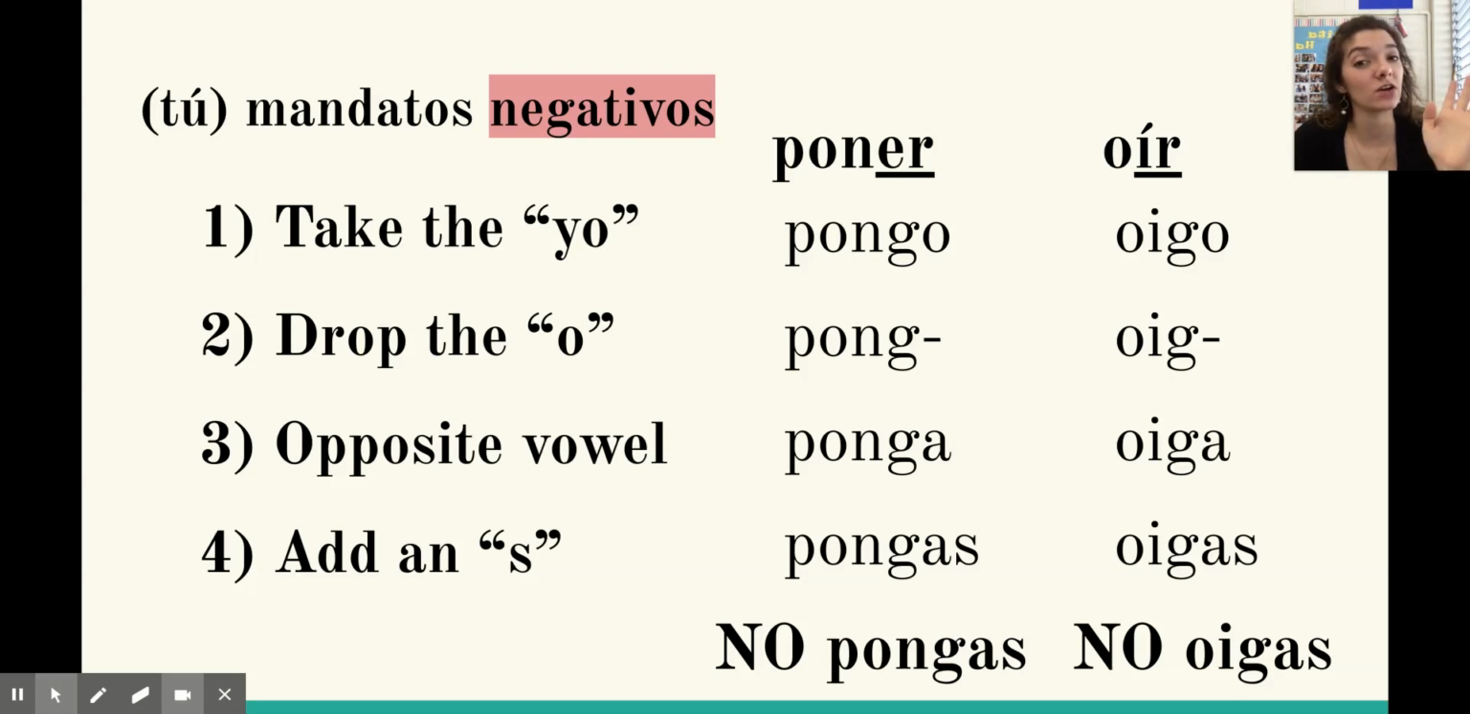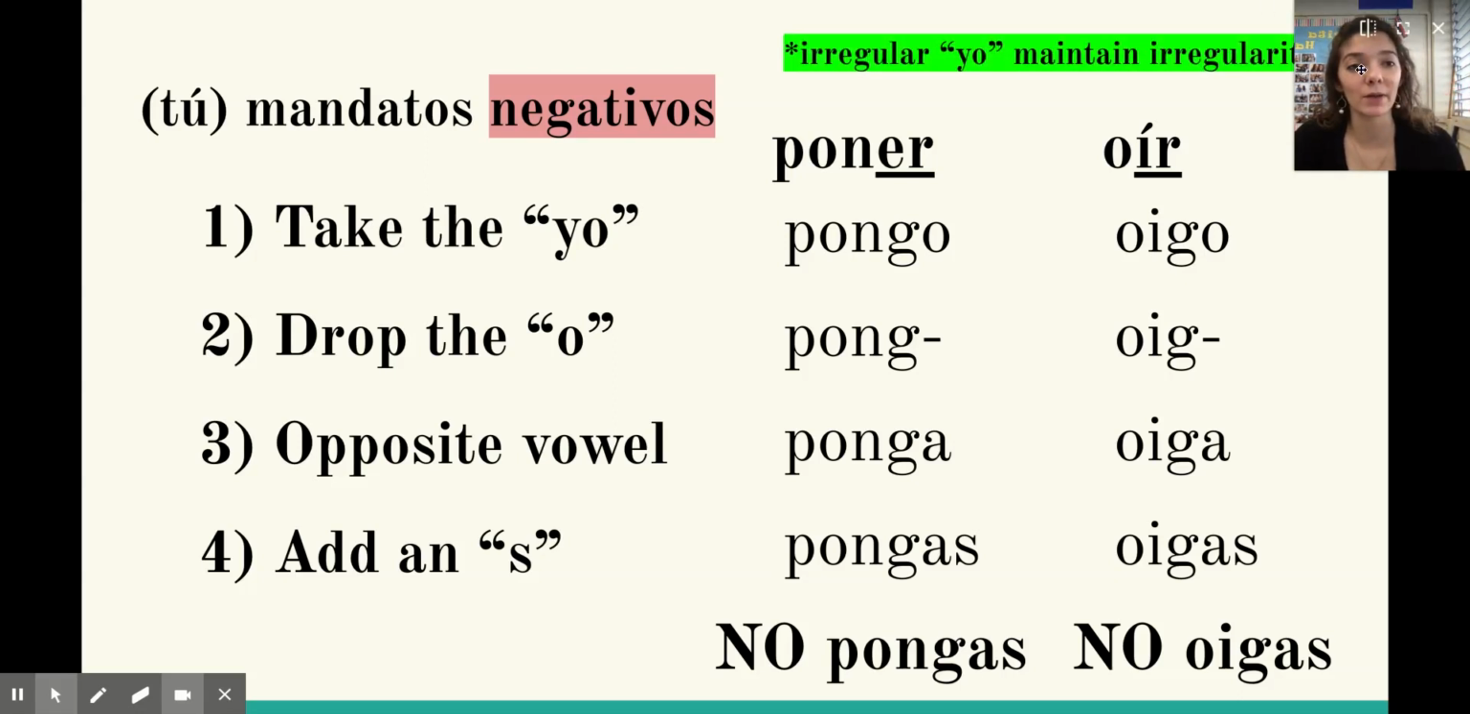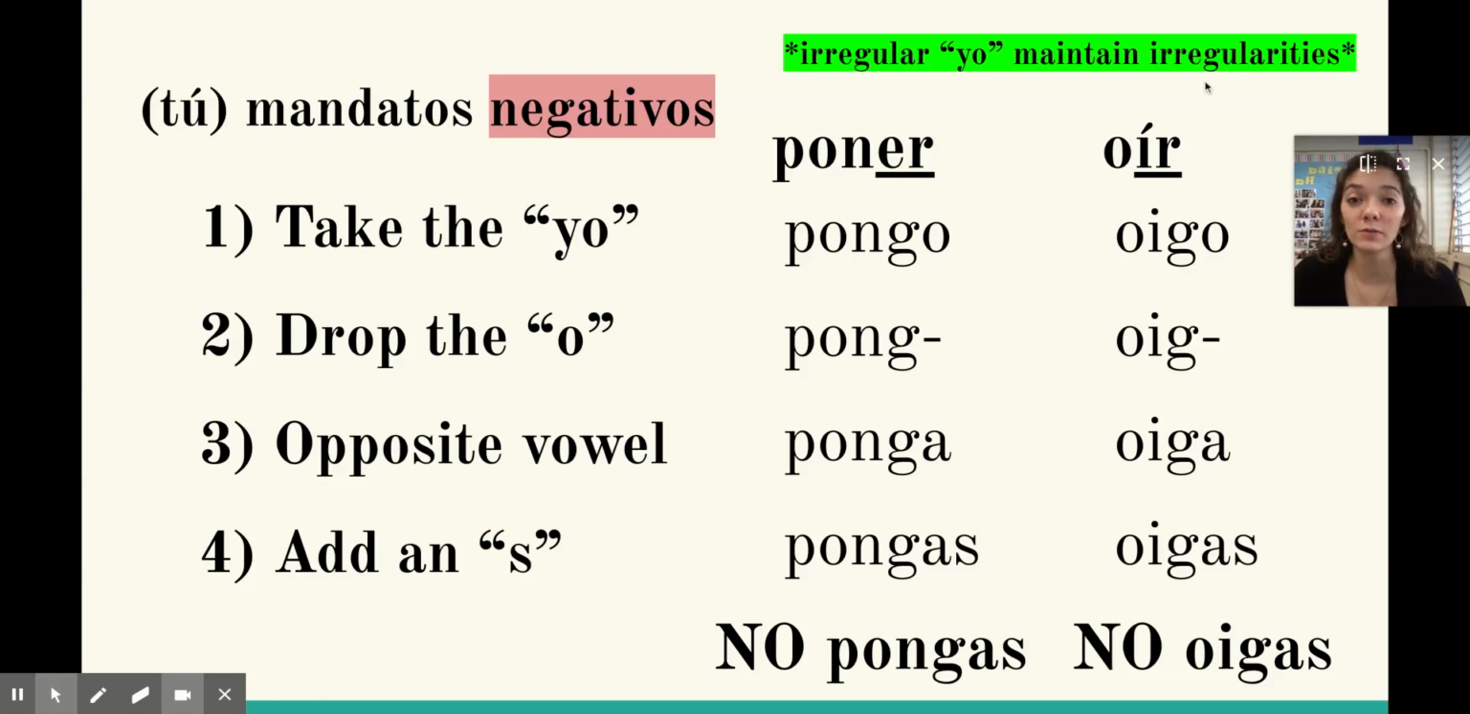Okay. These are a little bit irregular. The yo form, the irregular yos like pongo, tengo, oigo, the GOs in the yo form in the present tense, they maintain those irregularities. We don't switch or do anything with it. We leave it there. All we do is take the O, drop the O, opposite vowel, add an S. Follow the pattern. This is negative.